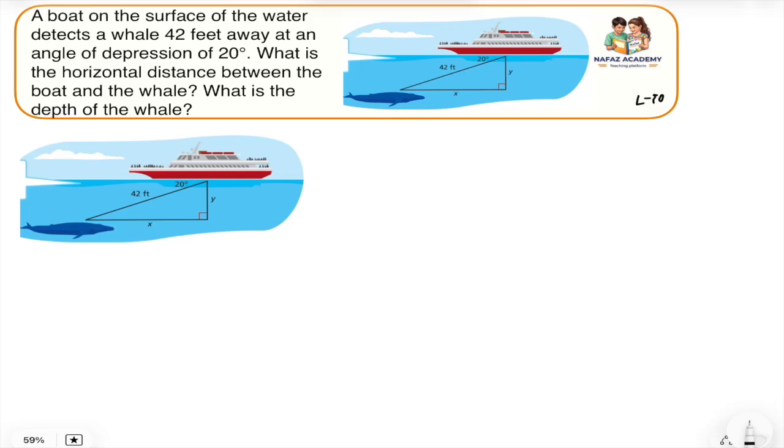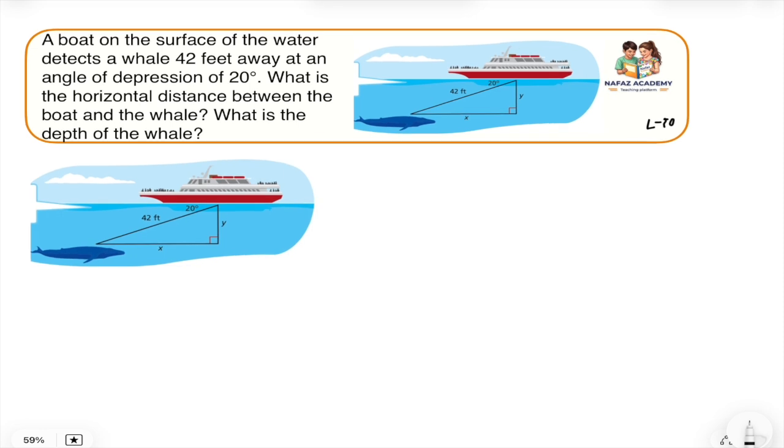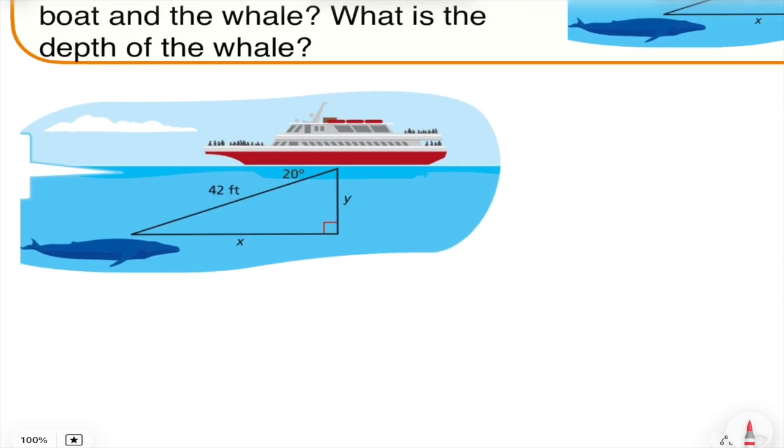It is lecture 10 and the last lecture of the same topic. Here is your problem. A boat on the surface of the water detects a wall 42 feet away at an angle of depression of 20 degrees. What is the horizontal distance between the boat and the wall, and what is the depth of the wall?